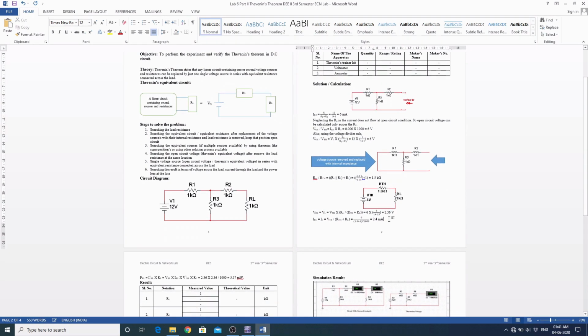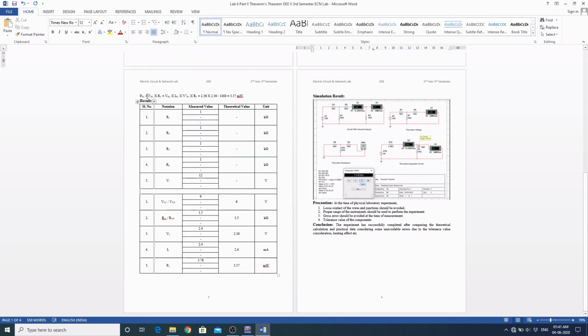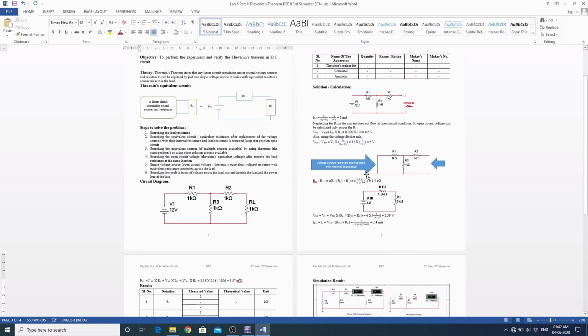So we have found out IRL, the current through RL, and the power loss through RL is I square RL into RL. Or we can also calculate it by using the formula VRL into IRL, or by using V square RL by RL. We can use any of these formulas, and after using them it becomes 5.57 milliwatt in theoretical calculation.